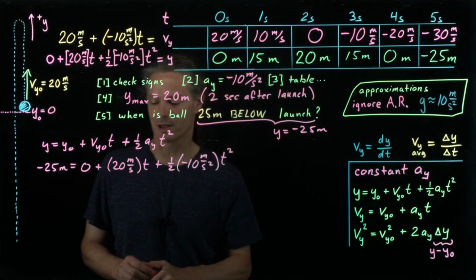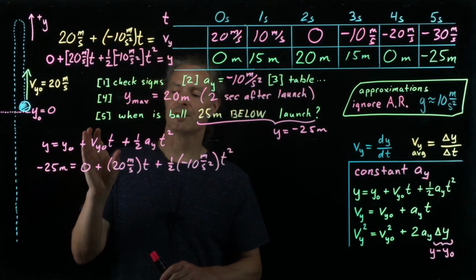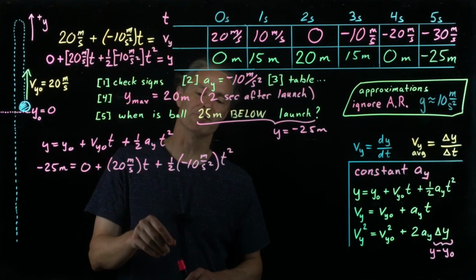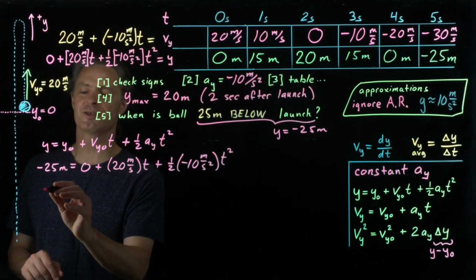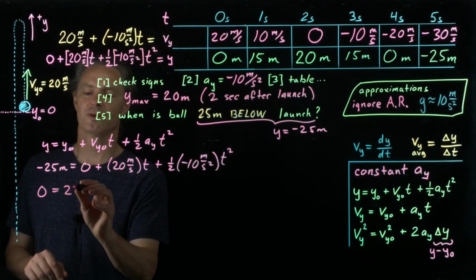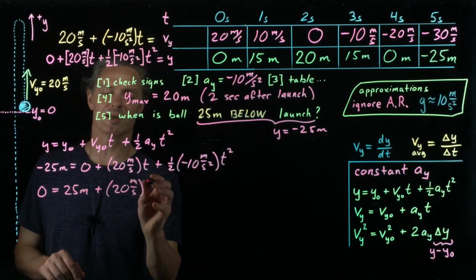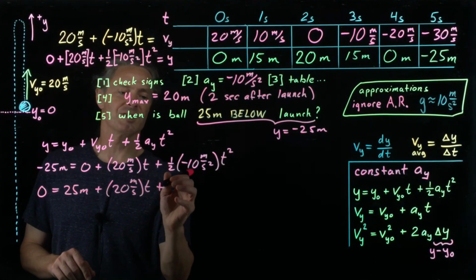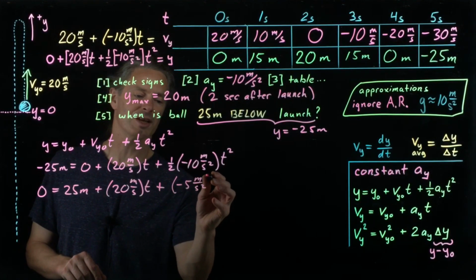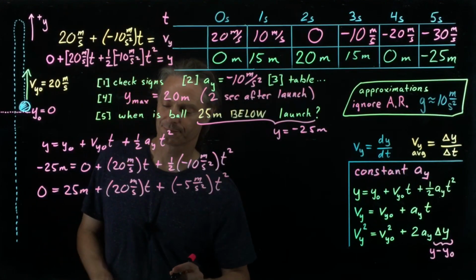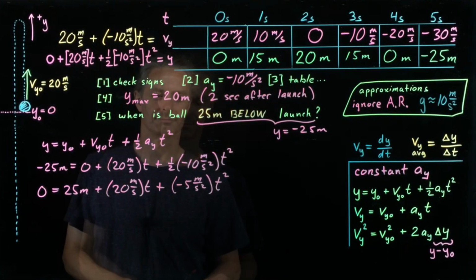So we need to whip out the quadratic formula. So to do that, I need to get that in terms of 0 equals a constant plus something times a variable plus something times a variable squared. So I'm going to do that. I'll add 25 meters to both sides. So then I'll have 0 equals 25 meters plus 20 meters per second times time. Plus, I'm going to combine these things, so I have minus 5 meters per second squared times t squared.